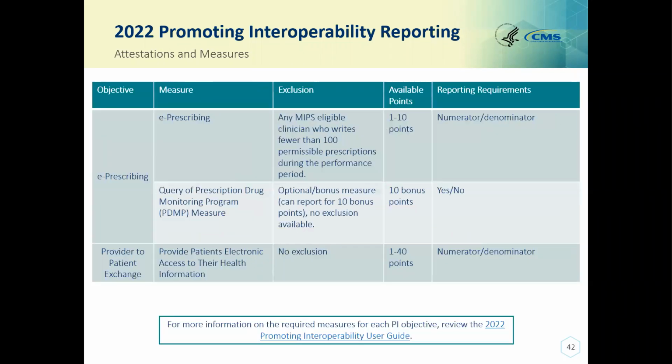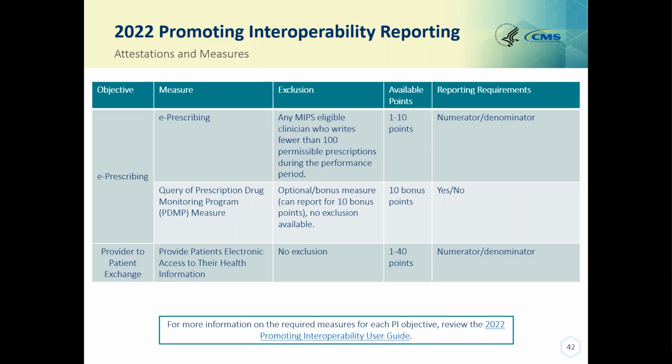Next slide, please. And these are all the measures that are required. So e-prescribing is required, and depending on the numerator and denominator you submit would determine how many points you get for the measure. Same with the provide patients electronic access to their health information measure, where you can earn from 1 to 40 points, depending on your numerator and denominator.